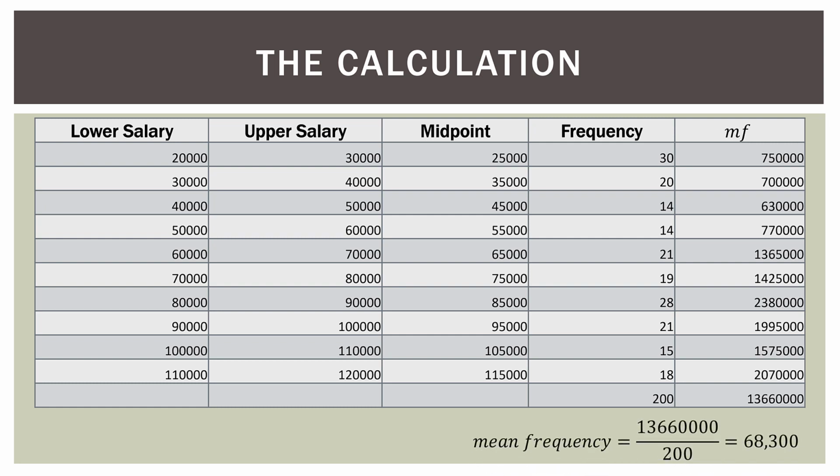Now we go ahead and do our math, and when we do the division, we end up with $68,300. So using just the frequency table or the histogram, using the midpoint and the frequency, we calculated that in this mystery data set that we don't have access to, the average or the mean salary of everyone in this table, all 200 observations, is $68,300.